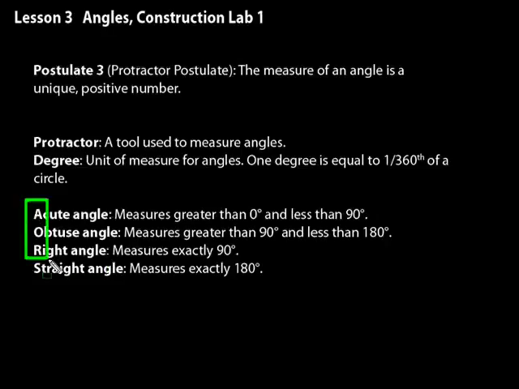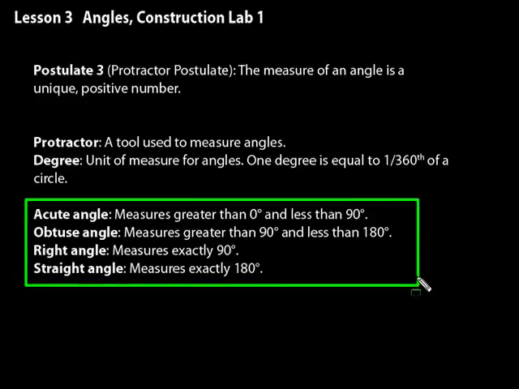Now that you understand what a degree is, we can talk about some different types of angles. An acute angle, their measure is between 0 and 90 degrees, greater than 0 degrees, less than 90 degrees. Then you have an obtuse angle that measures greater than 90 but less than 180. A right angle, that's exactly 90 degrees. That's why an acute angle doesn't equal 90. It's less than 90, greater than 0.